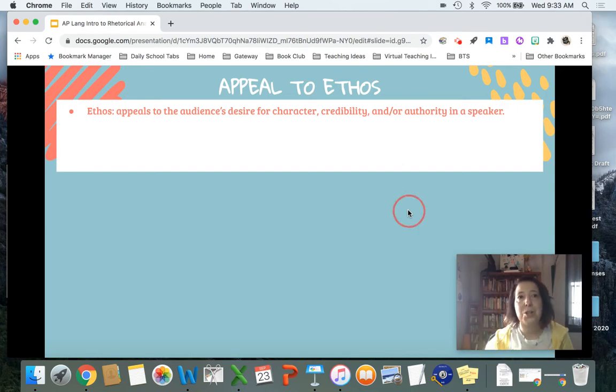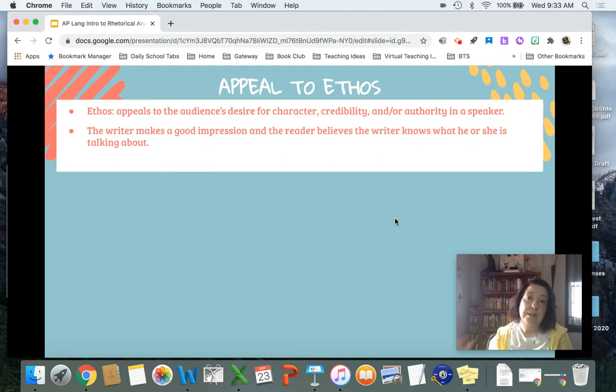So also, if you just think of the word ethics, right, and ethical, it means your character, your sense of right and wrong, your credibility, your authority. So the writer, when appealing to ethos, is trying to make a good impression, and the reader believes the writer knows what he or she is talking about. So whatever strategy they're doing, it might be another strategy. They might be presenting a personal anecdote.